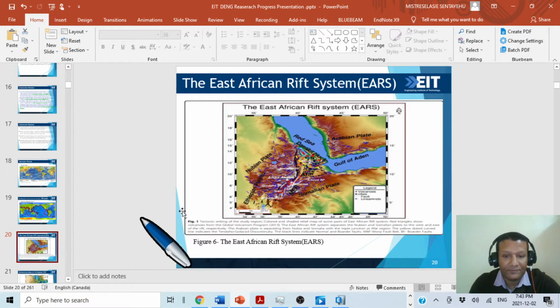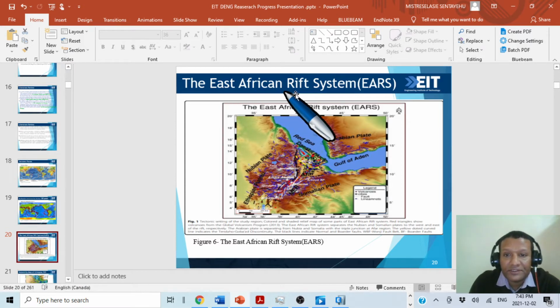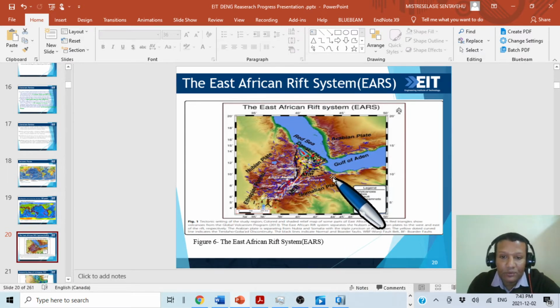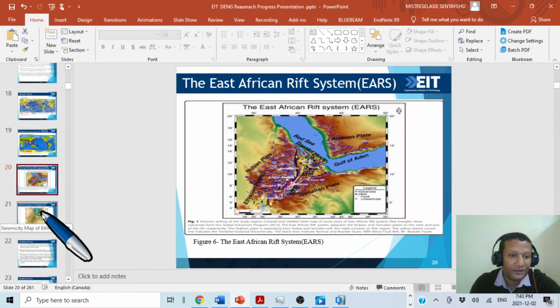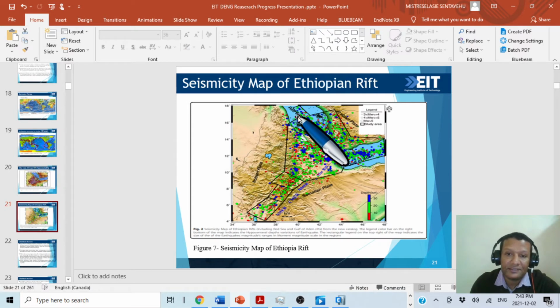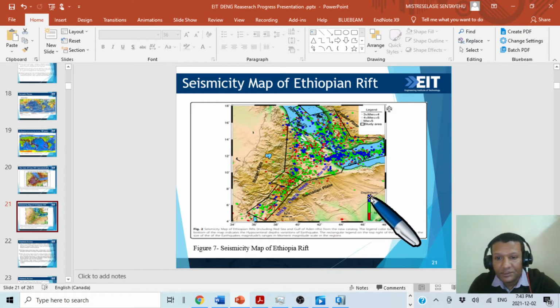Again, the East African rift system. As I told you, this is the Somalian plate, this is the Nubian plate, this is the Ethiopian plateau area, this is the Red Sea, this is the Nakul block, this is the Arabian plate, this is the Rift Valley. I have another here. This is the Rift Valley, and this map shows the depths of the earthquakes which happened.